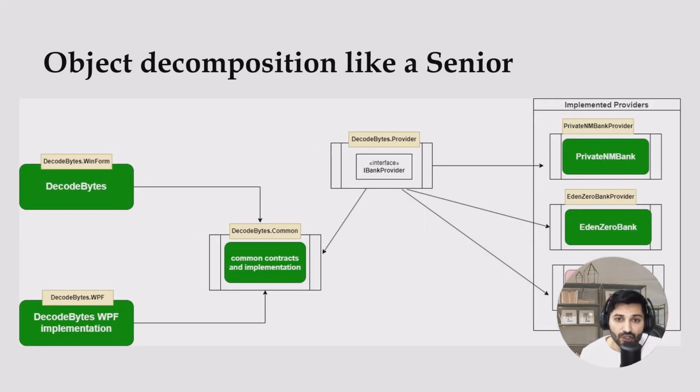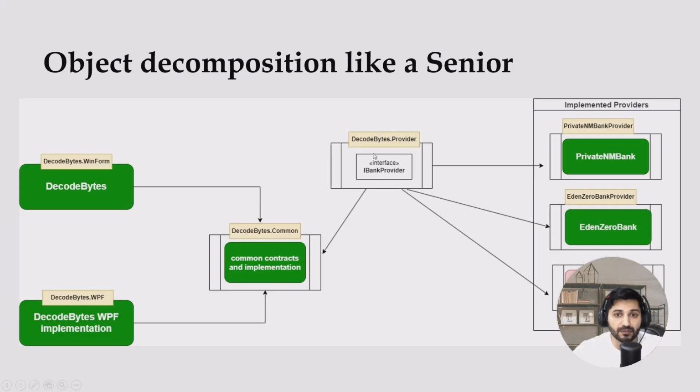This is our object decomposition for our ATM. So you see we have decodebytes.WinForm and decodebytes.WPF. This is our Windows Form application. This is our WPF application. And for Windows Form and WPF, we have common contracts and implementations, and we will create a third mini application called decodebytes.common. So we have decodebytes.windowsform for Windows Forms, decodebytes.wpf for the WPF application, and decodebytes.common, so that Windows Form and WPF will share the same code base for two applications using a library called decodebytes.common.